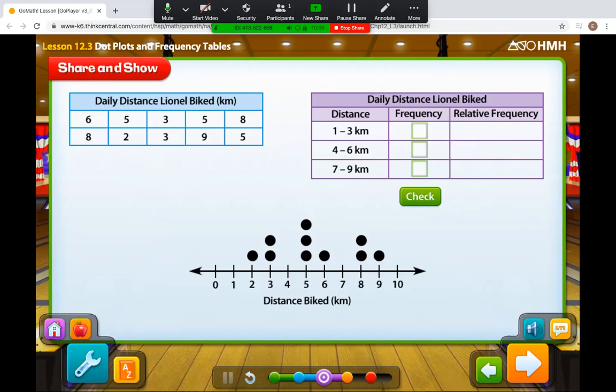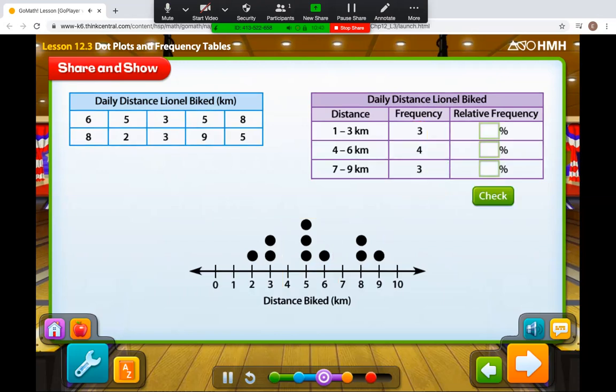How many dots are there in the interval from 1 to 3? We have 1, 2, 3 dots. So I'm going to put number 3. From 4 to 6, we have 1, 2, 3, 4 dots. And in the interval from 7 to 9, we again have 3 dots. So let's fill it in this way. Correct. Lionel biked 1, 2, or 3 kilometers 3 times. He biked 4, 5, or 6 kilometers 4 times. He biked 7, 8, or 9 kilometers 3 times.